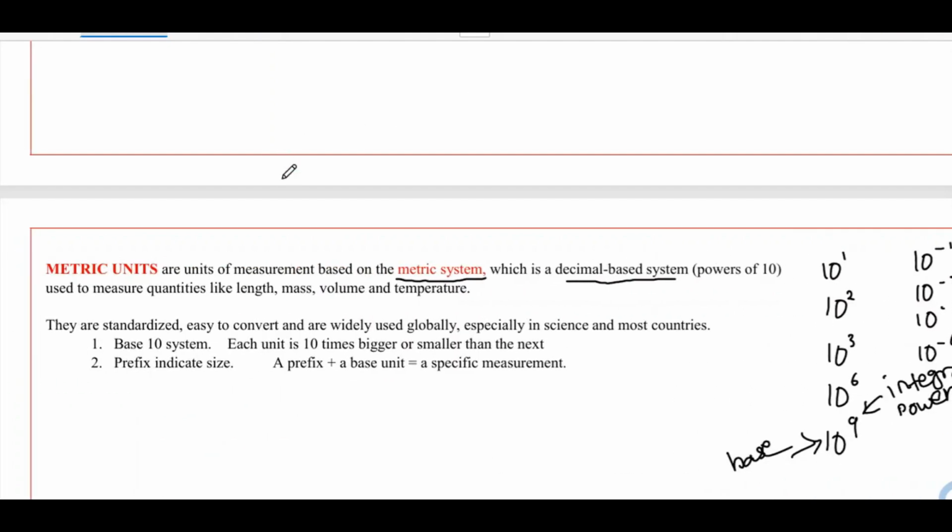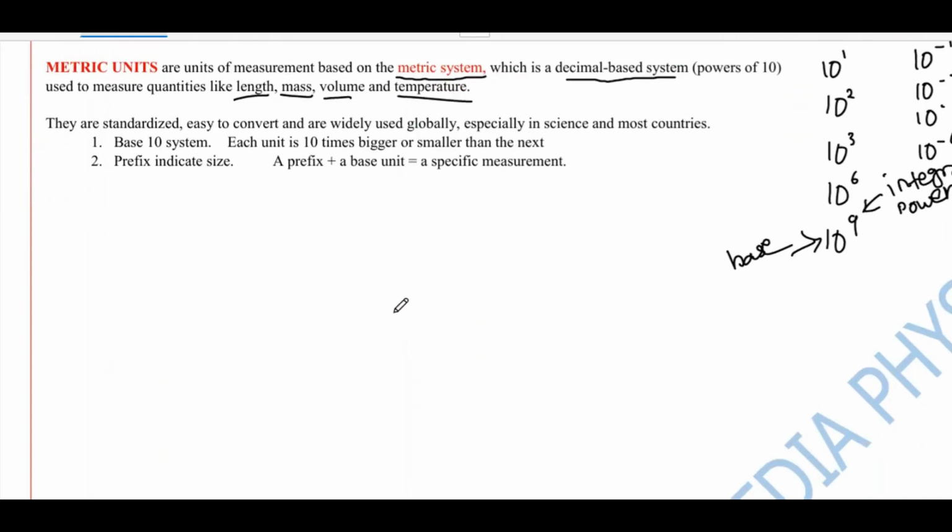Now, they are used to measure quantities like length, which are the fundamental quantities, length, mass, time, or even their derived quantities such as volume and density. You can see volume, temperature is a fundamental quantity. Now, they are standardized, easy to convert, and are widely used globally, especially in science and most countries.